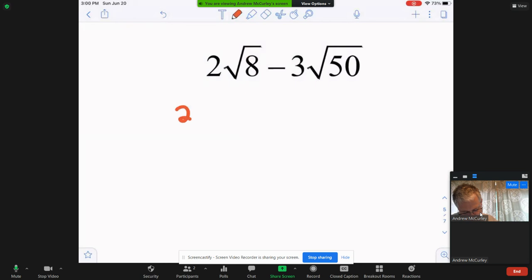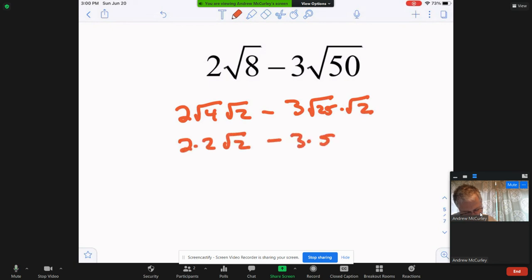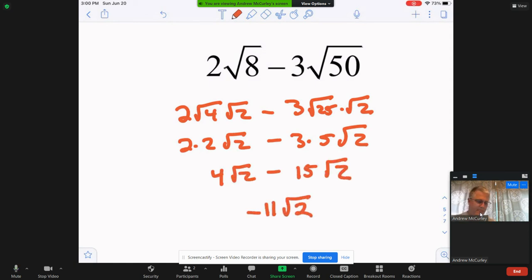I've got this is going to be 2. There's a 4 in there, so that's going to be... Let me do the whole thing. Square root of 4, square root of 2, minus 3. Perfect square in 50 is square root of 25, square root of 2. So that's going to be 2 times 2, square root of 2, minus 3 times 5, square root of 2, or 4 square root of 2, minus 15 square root of 2, equals -11 square root of 2. All right. You got to reduce those down so you can get to where you want to go.